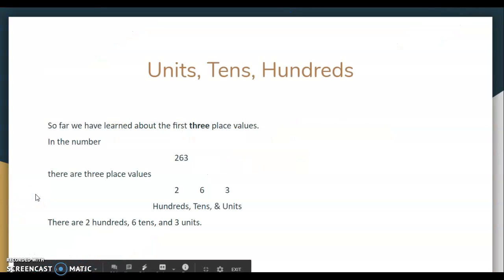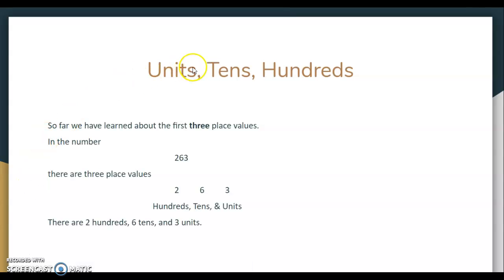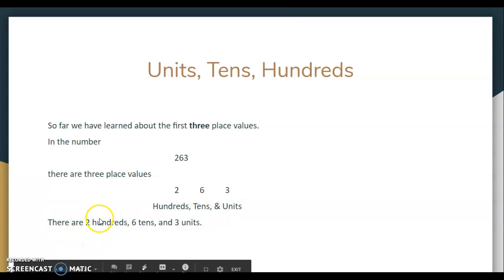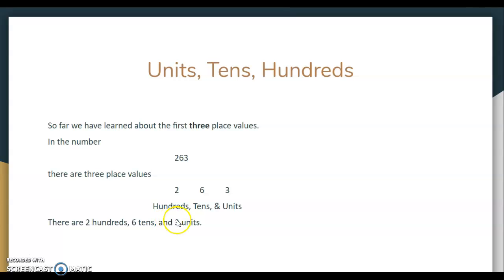Alright, so the place values we've talked about so far are units, tens, and hundreds. So far, we've learned these first three place values. So let's take the number 263. We can see there are three place values in that number: 1, 2, 3. Those place values are the hundreds place, the tens place, and the units. So there are 2 hundreds, 6 tens, and 3 units in the number 263.